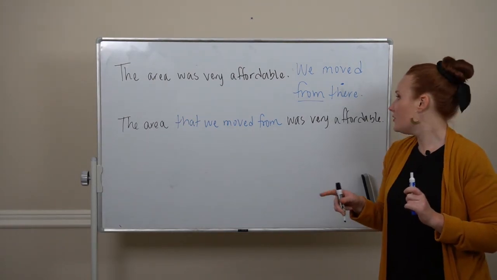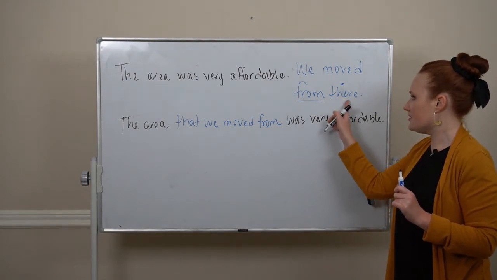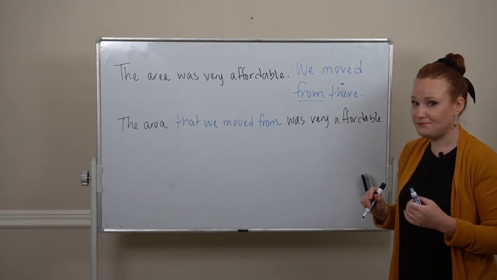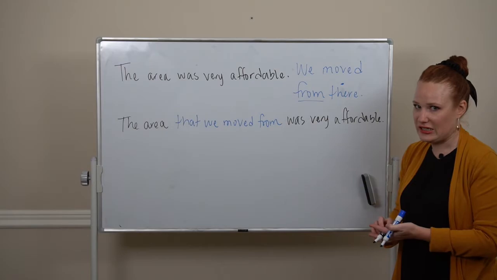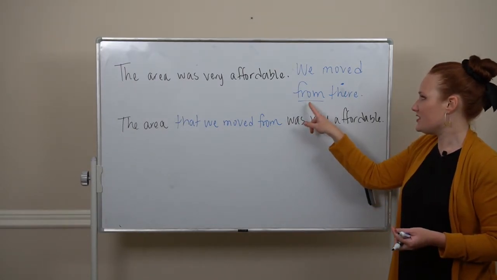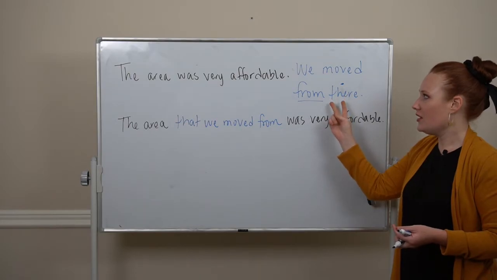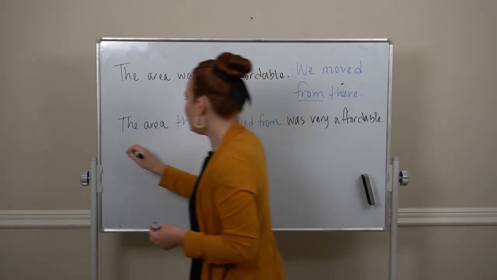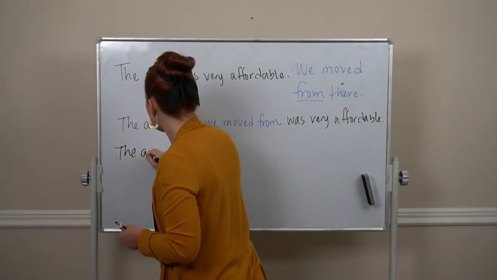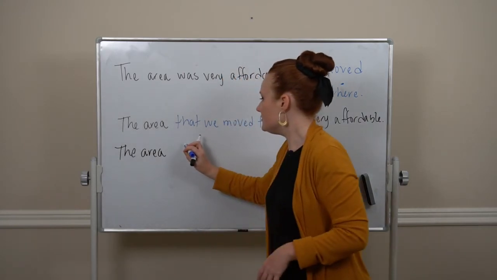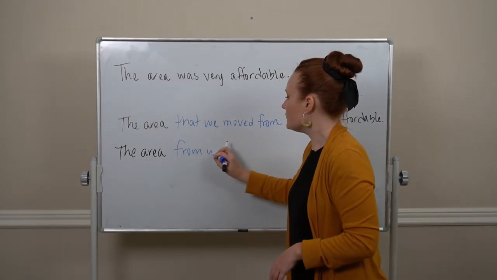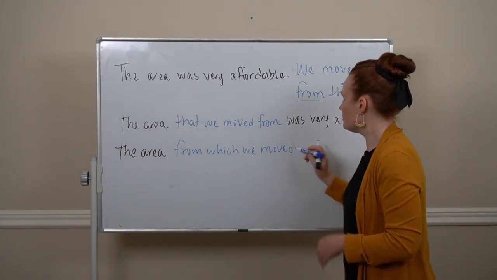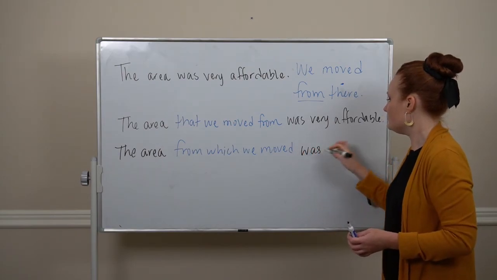In that case, we're going to take our word, the doubled up word, and we have to use which. We'll turn it into which. And we'll do something kind of strange. We're going to take the preposition and the relative pronoun, put them both at the beginning. So our sentence would look like, the area from which we moved was very affordable.